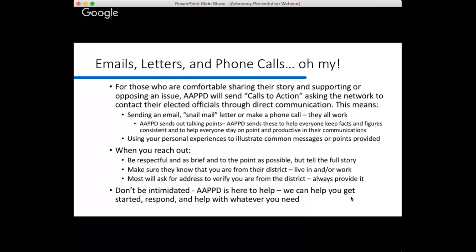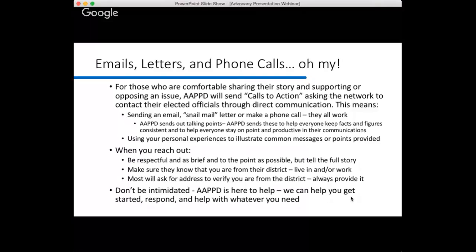When you do reach out, it's important that you're respectful and as brief and to the point as possible, but that you also tell your full story. Make sure that they know that you are from their district, that you either live in or work in their district, and most legislative officials and their staff, if you are calling or even if you are emailing, they'll ask for your address to verify if you were from the district anyway, so please always provide it. Don't be intimidated by reaching out.